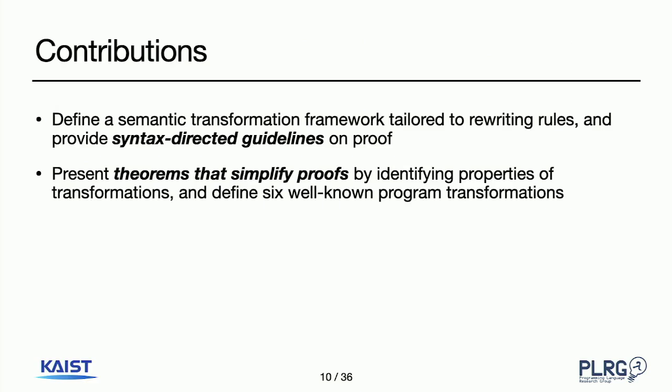To solve this issue, we define a semantic transformation framework tailored to rewriting rules, and we provide syntax-directed guidelines to prove syntactic-semantic equivalence. We further present theorems that simplify proofs by identifying properties of transformation, and we define 6 well-known program transformations to show feasibility of our work. First, I will show how our semantic transformation framework is defined and how we provide the syntax-directed guidelines.